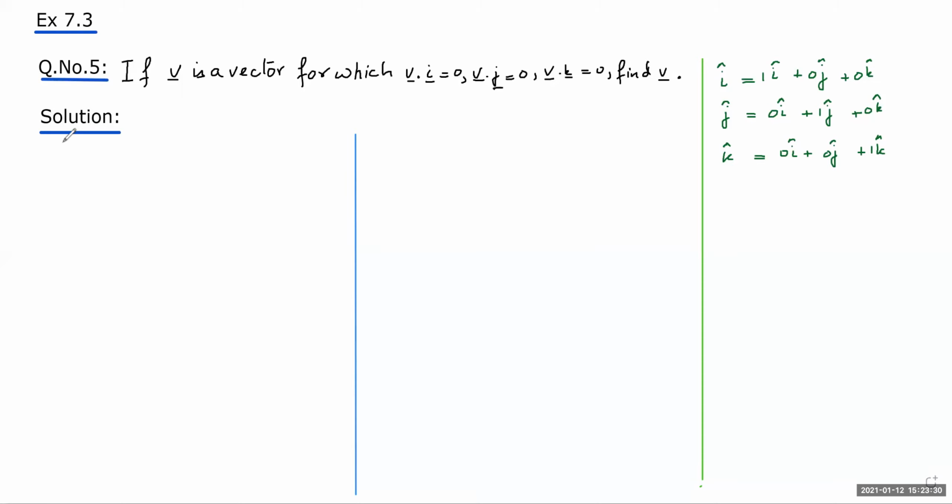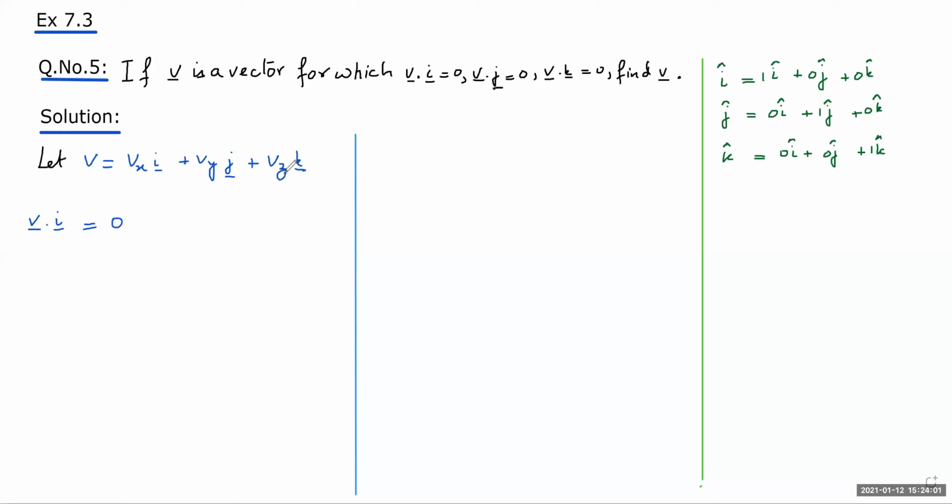Let's start the solution. Let the vector v which we are going to evaluate be equal to vx into unit vector I plus vy into unit vector j plus vz into unit vector k. First of all, we consider v dot I equals 0.